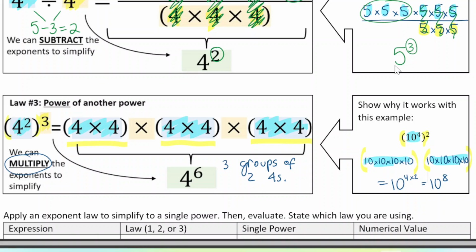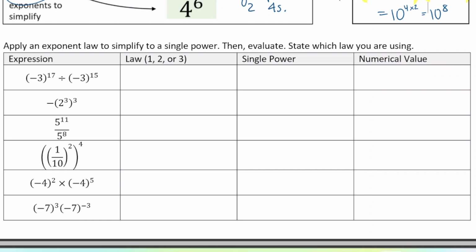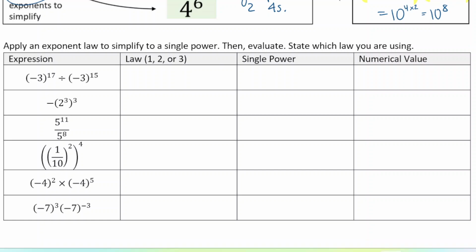So those are the three laws. You can review them again if you like. And now we're going to actually use the three laws. So we have some scenarios here. We have 6 different scenarios. First thing we want to do is analyze the problem and figure out what law to use. Then we're going to use it and answer the question.